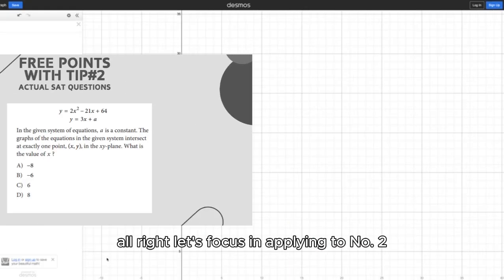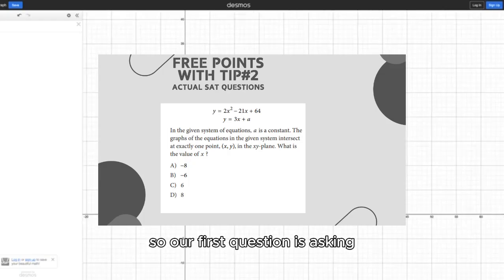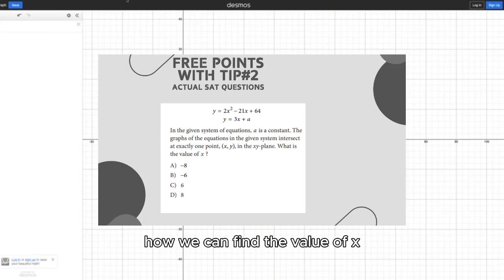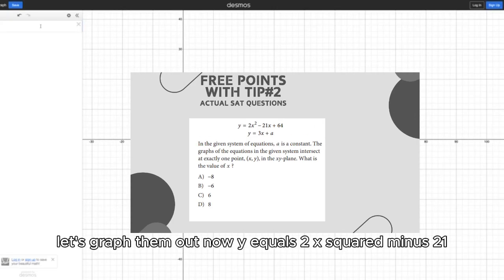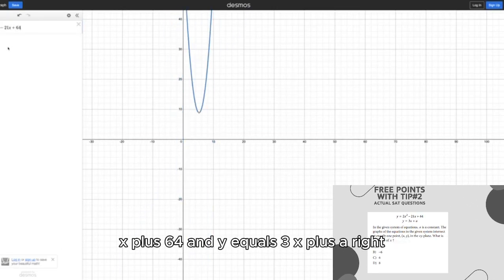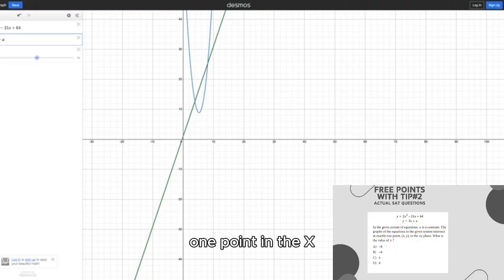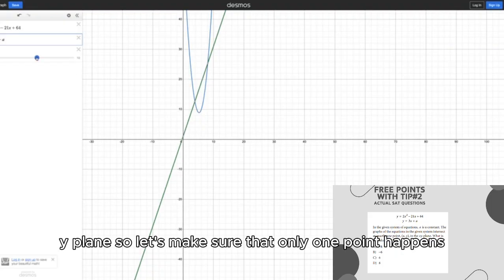Alright, let's focus on applying tip number 2 and the sliders to these problems, right? So our first question is asking how we can find the value of x on these equations, right? Let's graph them out now. y equals 2x squared minus 21x plus 64, and y equals 3x plus a, right? Let's add the slider a. And we know that these are going to intersect at only one point in the xy plane. So let's make sure that only one point happens.